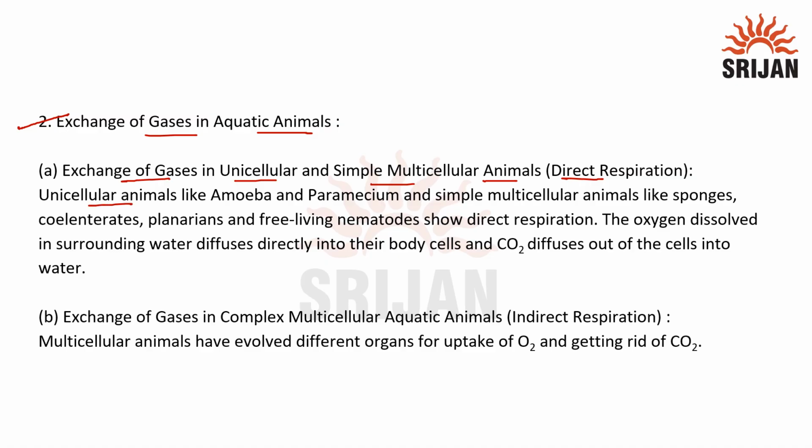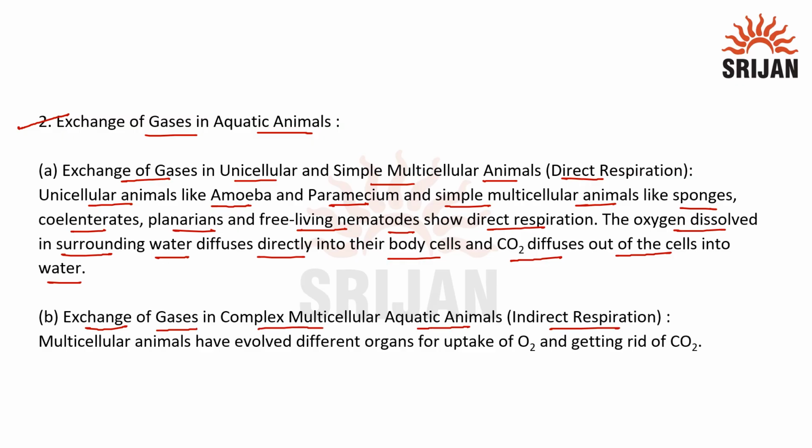Unicellular animals like amoeba and paramecium and simple multicellular animals like sponges, coelenterates, planarians and free-living nematodes show direct respiration. The oxygen dissolved in surrounding water diffuses directly in their body cells and carbon dioxide diffuses out of the cell into water. Second is indirect respiration, exchange of gases in complex multicellular aquatic animals.